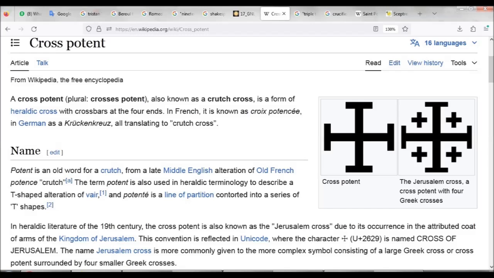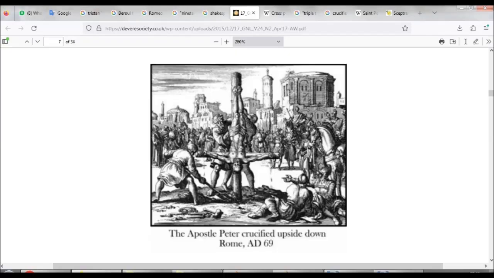Now, when you read the history of this, it sounds ridiculous. Yes, the history that they're telling us, it comes from the Bible. So now, in this picture, what do we see? What's in the picture? Oh, we see the Apostle Peter crucified upside down in Rome, AD 69. Ah, so they decided to crucify somebody upside down. What the hell's going on? You tell me.